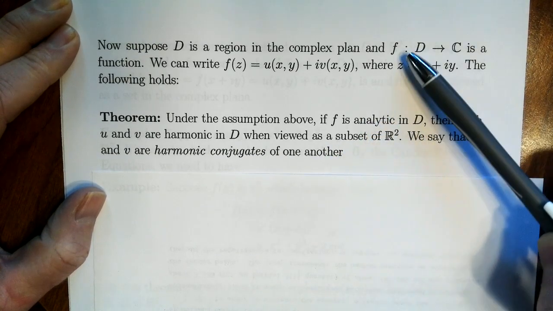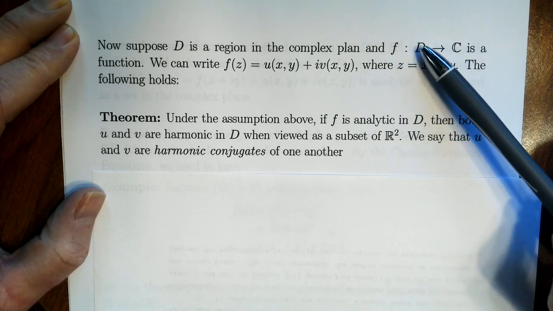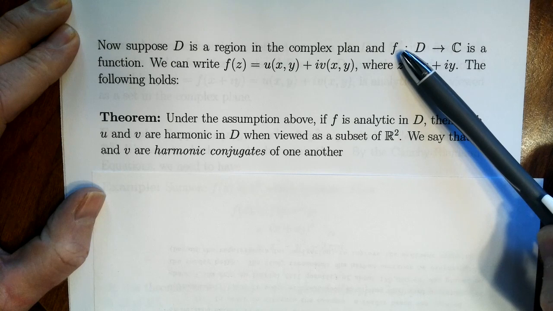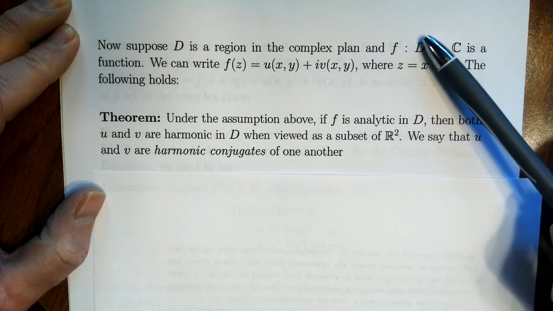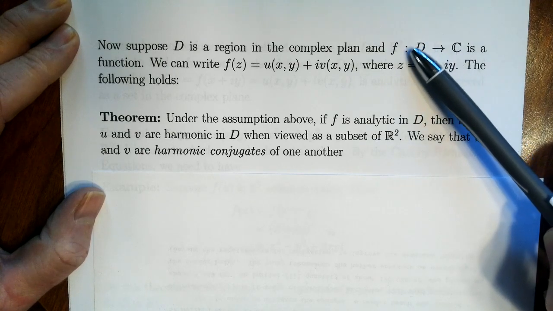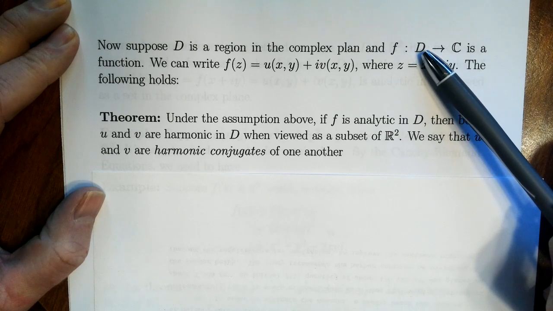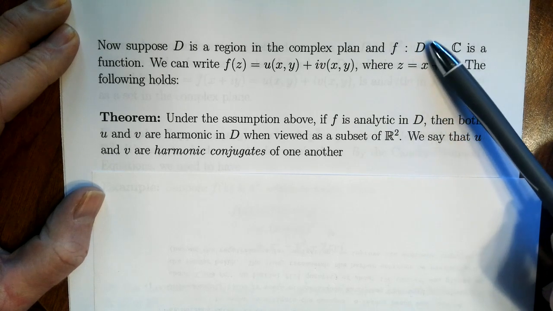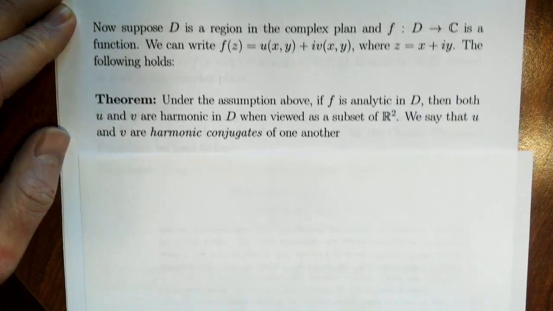One thing to keep in mind is that this D is a subset of the complex plane, and we're viewing f as a function that's analytic in D. But of course, we can view D as also a subset of R2. Thinking about this another way, when we view D as being in the complex plane, we label its axes as the real and imaginary axes. If we view it as a subset of R2, we would label its axes the x and y axes.